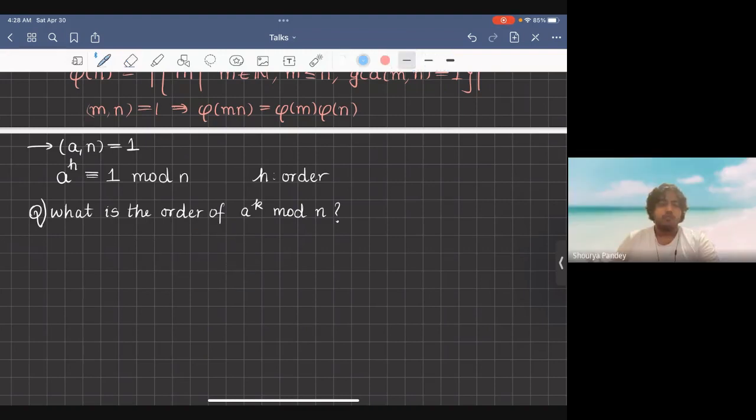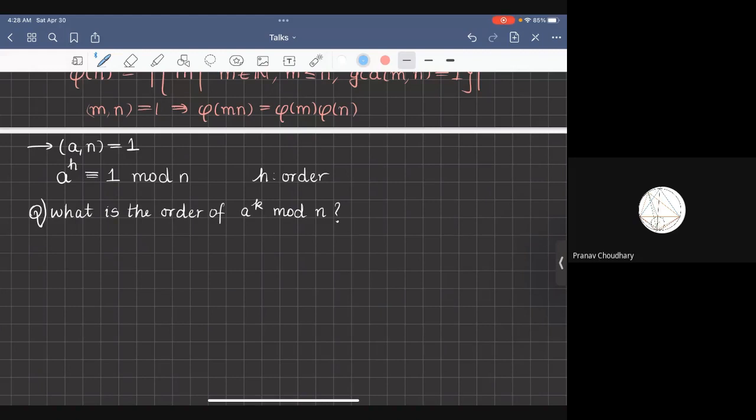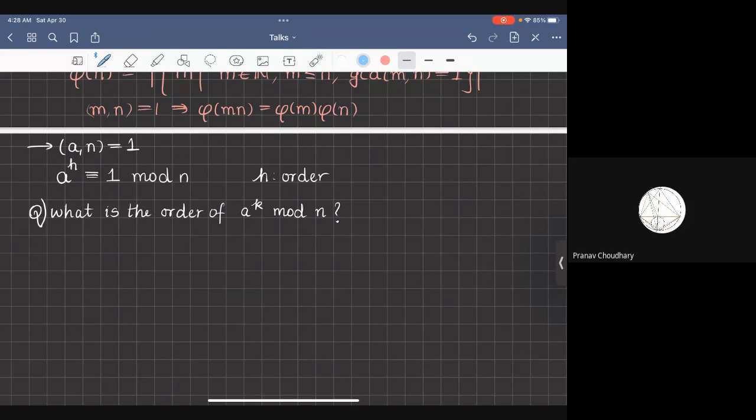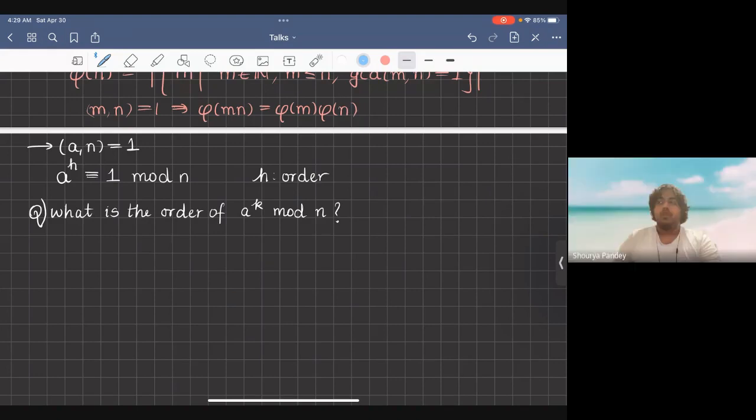But where does 2 to the t come in the picture then? A to the power 2, whole to the power t, I said. That t is the order of a square. Ah, yes. Okay. So a to the power 2t is congruent to 1, so 2t is h, basically. So t is roughly h by 2. But what happens if h is odd? Then what do you do?